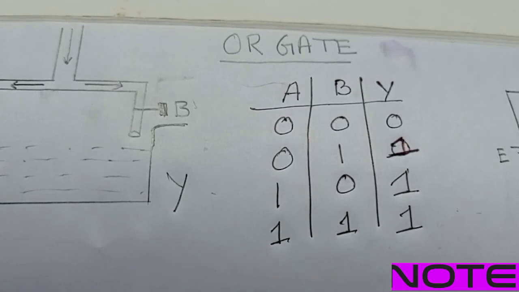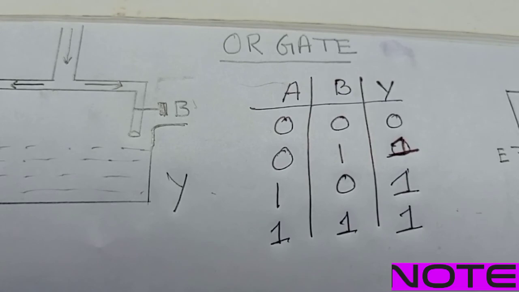In the truth table, the inputs A and B are summarized as follows. If A equals 0 and B equals 0, the output Y equals 0. If A equals 0 and B equals 1, Y is 1. If A equals 1 and B equals 0, Y is 1. If both A and B are 1, Y is 1. In an OR gate, the output will be high if any of the inputs or all the inputs are high.